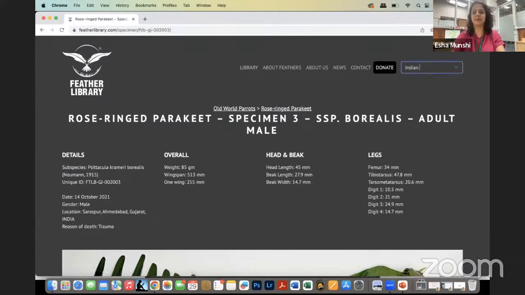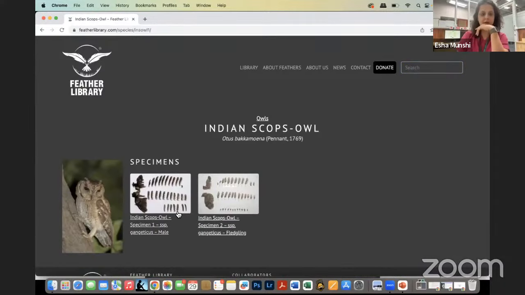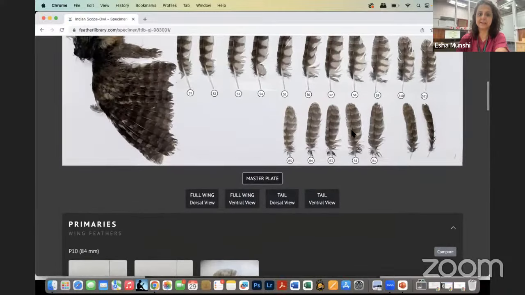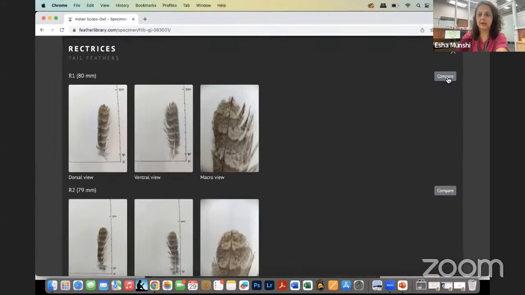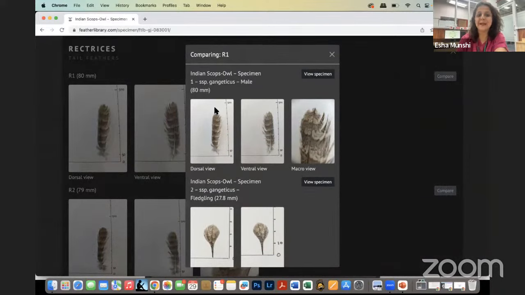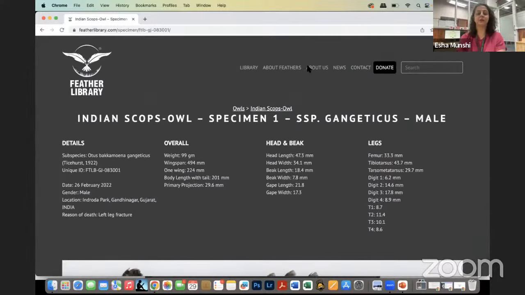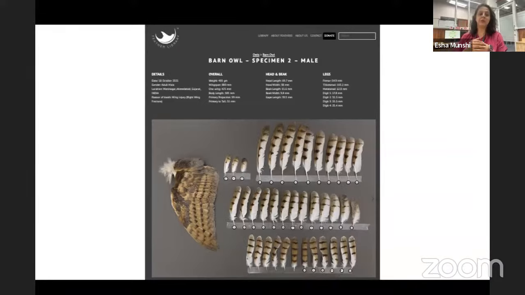But again, there is one very interesting comparison, where this is an Indian scops-owl fledgling and this is an adult Indian scops-owl. If you compare the tail feathers, the rectrices, for example, this is the adult bird. I'll go to the rectrices, and if I compare, you can see that this is 80 mm and this is 27.8 mm. That's like 3 centimeters and 8 centimeters. So comparison between genders, ages, and different specimens is all we are looking for to gather more information about that particular bird and to answer so many unanswered research questions.